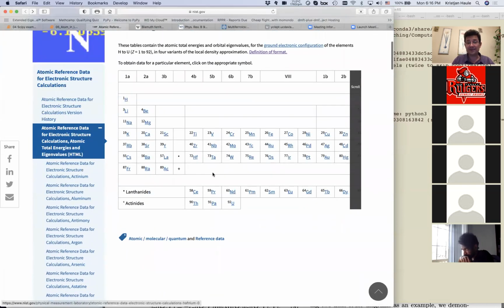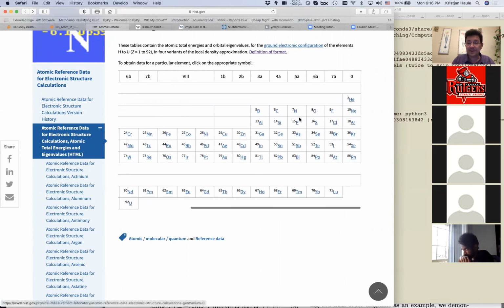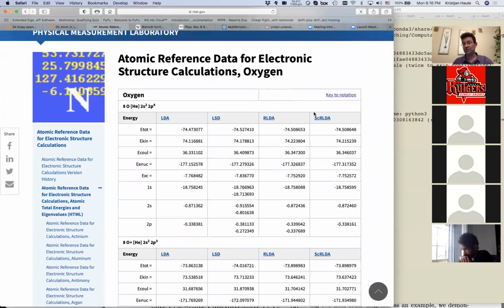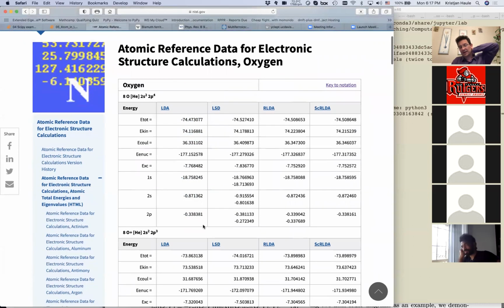tabulates for each element. I'm actually interested in oxygen here. For each element, it tabulates this solution. So it tabulates total energy, kinetic energy, Coulomb energy, exchange correlation energy, and the energy of the bound states. You see the energy of the 1s state, the energy of the 2s state, the energy of the 2p state, for any element in the periodic table. Now, of course, our current approximation is completely neglecting interaction, and that type of thing, of course, can be done analytically, so it's not tabulated here.